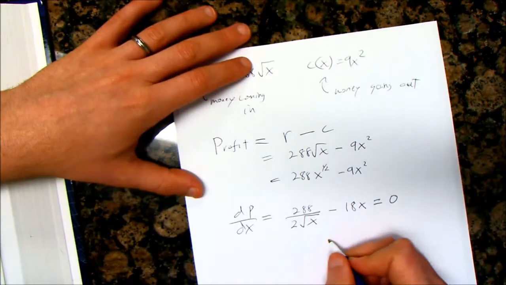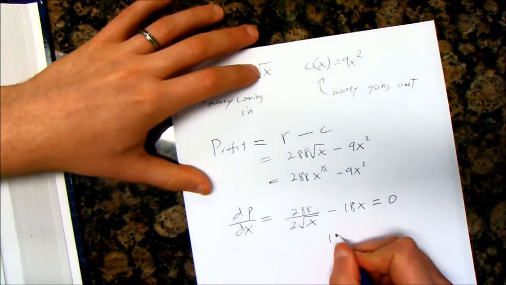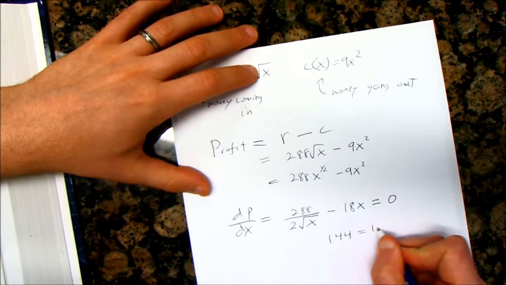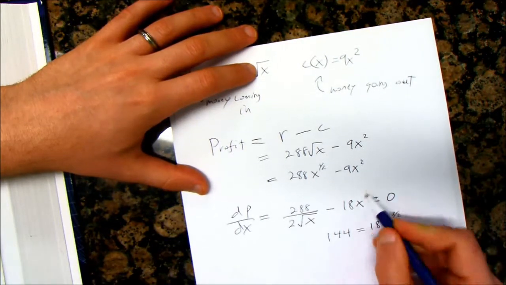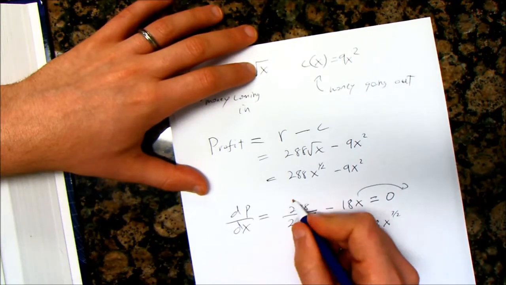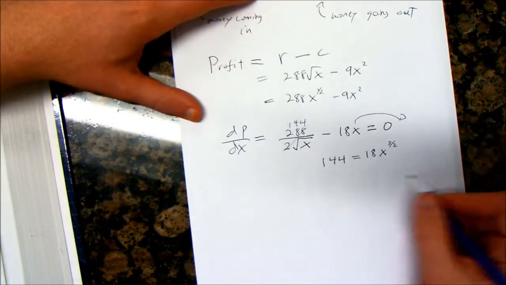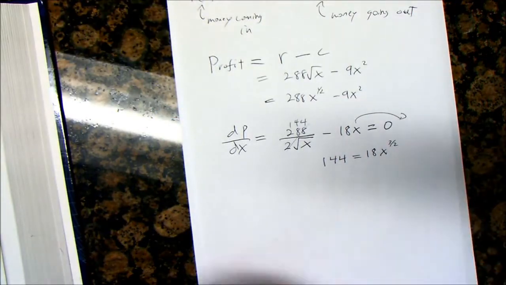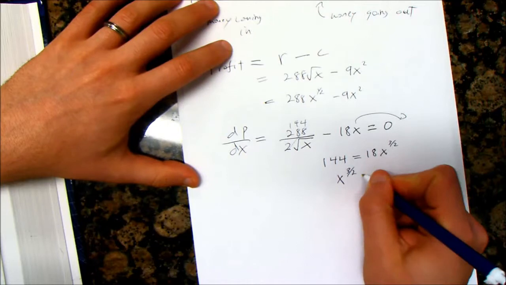Okay, and so we'll get 288 over 2 is 144, so we get 144 is equal to 18 times x to the 3/2. I just move this over, and then I multiply both sides by the square root of x, and I reduce this to 144. Kind of doing a lot in one step. Okay, and then divide the 144 by 18, which is 8. So we have x to the 3/2 equals 8.